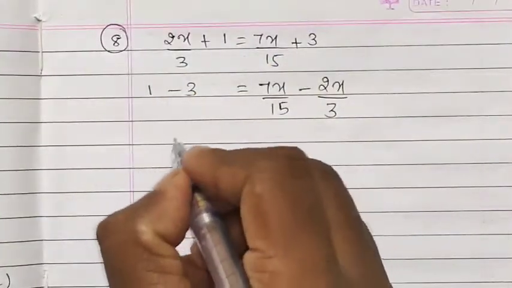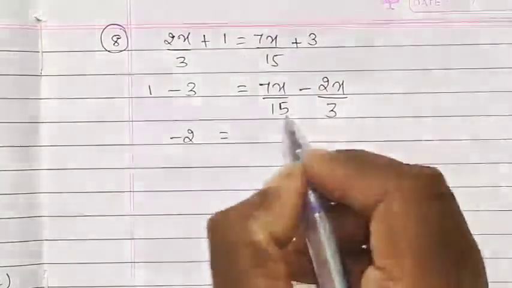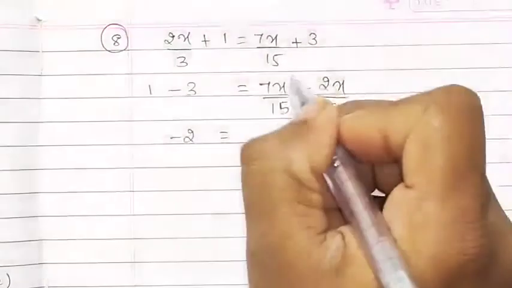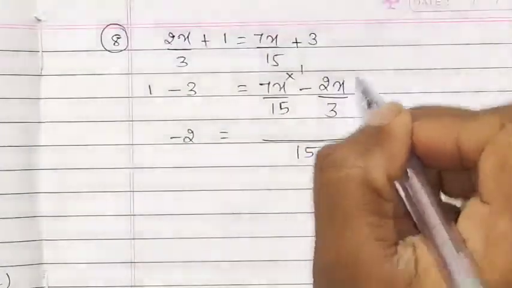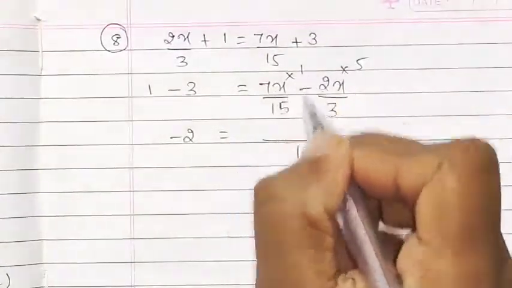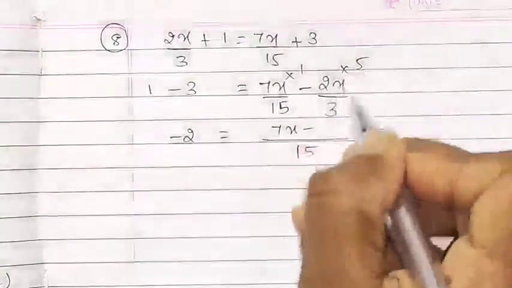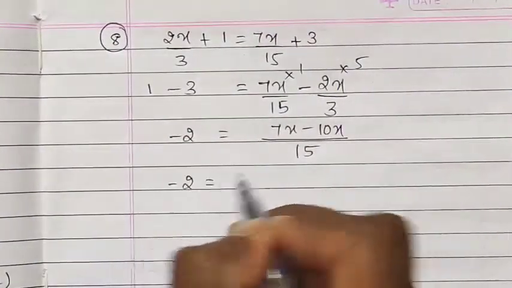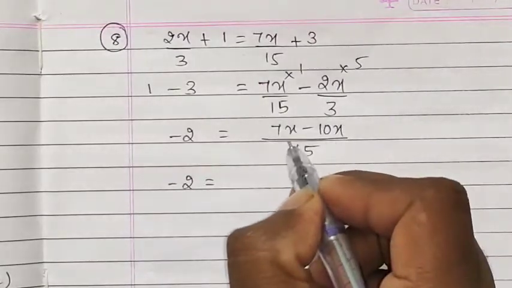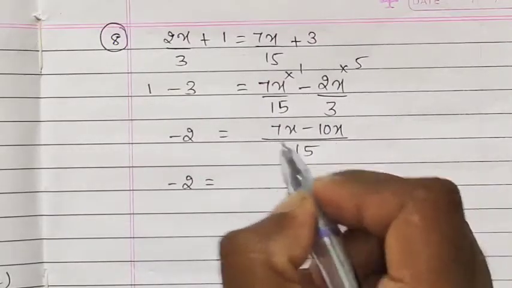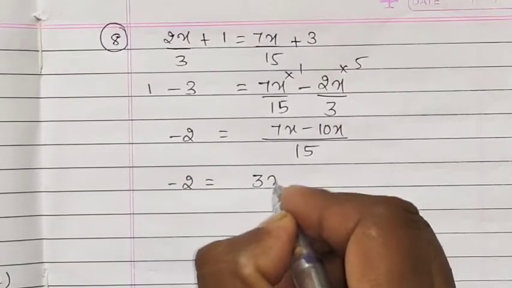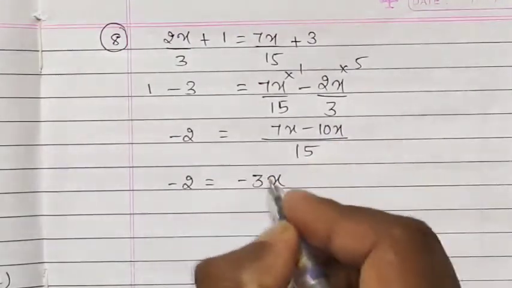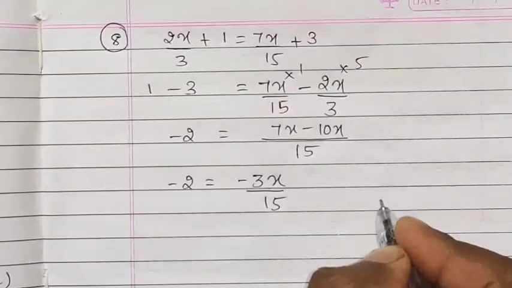1 minus 3 answer is minus 2 is equal to 15 and 3, LCM value is 15. 15 1s are 15. 3 5s are 15. 7x 1s are 7x, minus 2 5s are 10. 10 into x is 10x. Next minus 2 is equal to 10x minus 7x. Subtraction of 10x and 7x answer is 3x, but 10 containing minus, bigger number 10 is having minus means minus 3x upon 15.